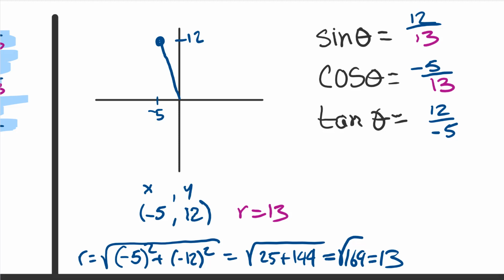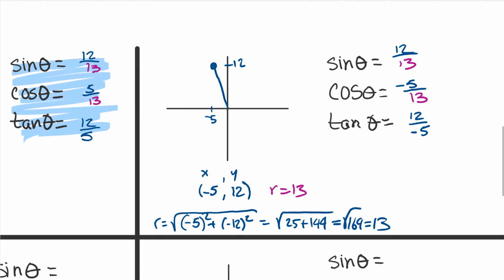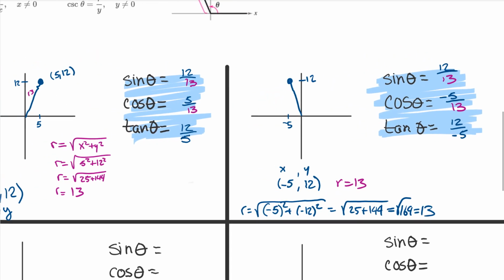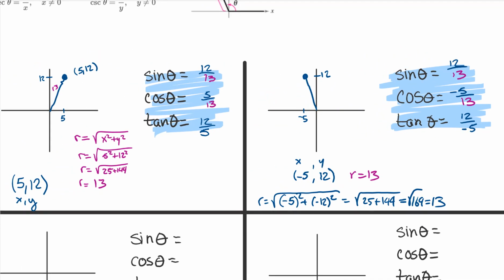Cool. So we got our answers. It looks like we got the same values as we got when we were in the first quadrant, right? When we were in the first quadrant, we got 12 over 13, 5 over 13, and 12 over 5, but everything was positive. Now it looks like only sine is positive when we're in the second quadrant. Cosine and tangent look like they're going to be negative. Anytime you have a negative x value, it's going to create a negative in one of them because of the radius we always keep positive.